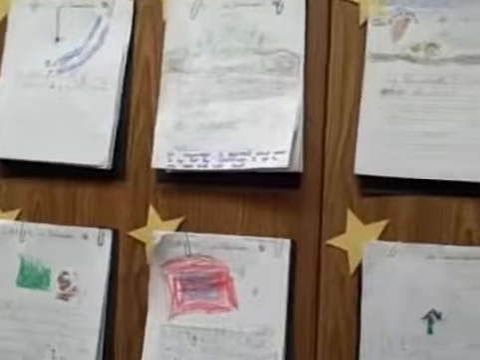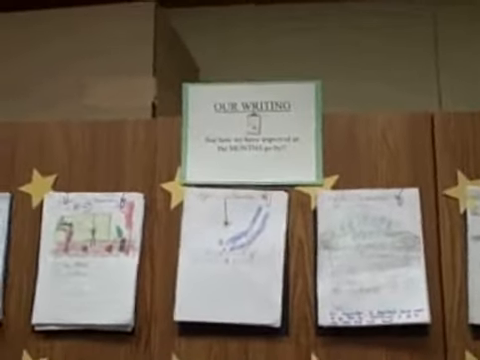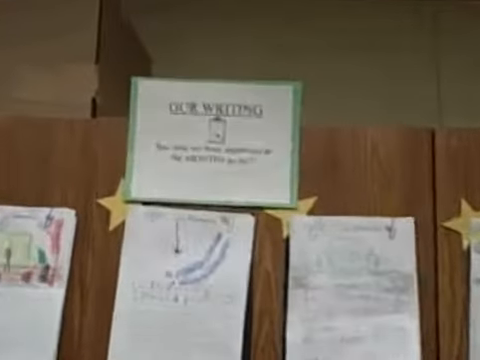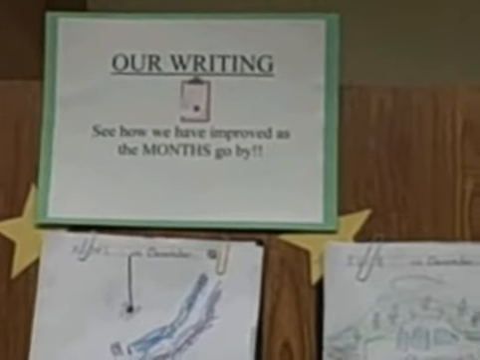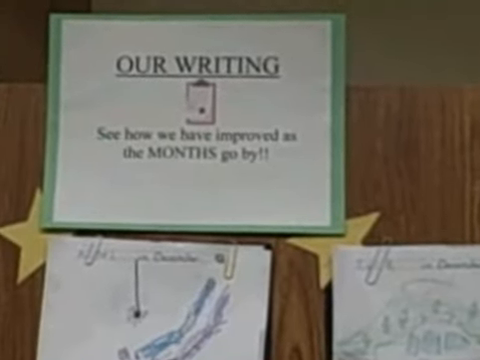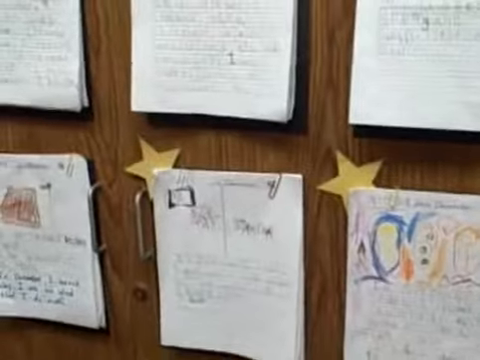Aha! What have we got here? Some of my students' writing. What does it say up there? Ignore that box. Our writing. See how we have improved as the months go by. Yeah, let's see. Look at that. Yeah, each month they write a little bit about what they learned and draw a picture of themselves. And hopefully they make some improvements.